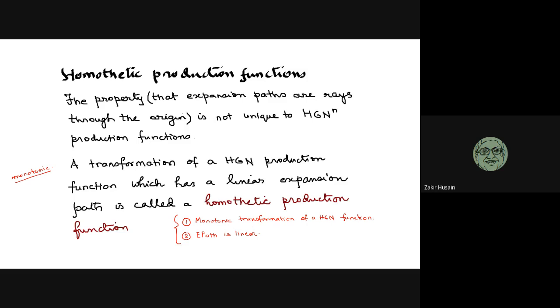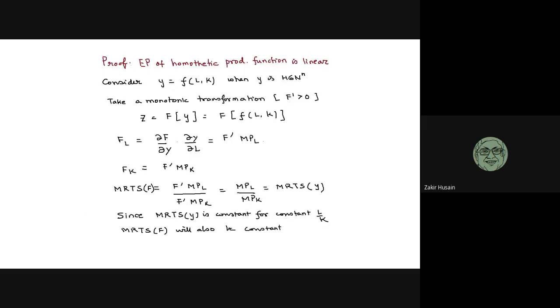Okay, so that means this has some very interesting properties. Let's look at the second property first. The expansion path of the homothetic production function is linear. So we consider a homogeneous production function. It's homogeneous of degree n, y equal to f as a function of labor and capital. And if we take a monotonic transformation, we can write z equal to F of y, which can be written in this manner. So what is FL? FL is del F by del y.